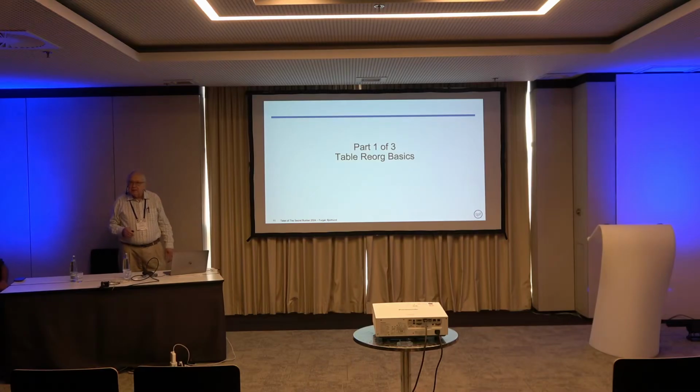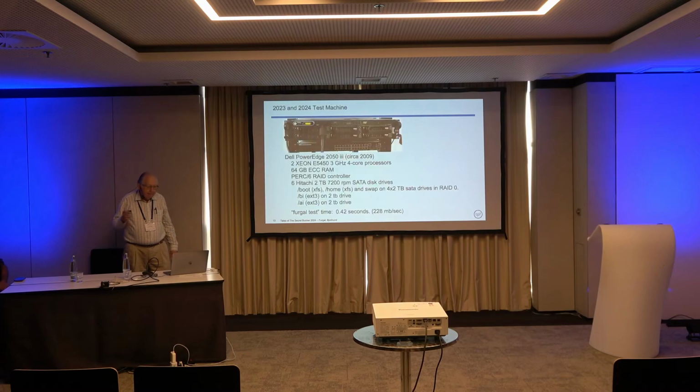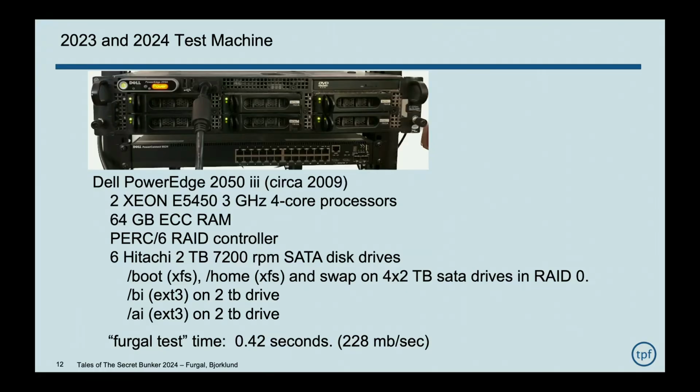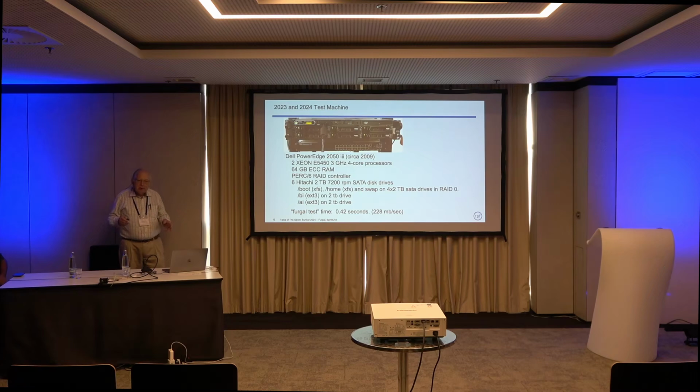So the basics of table reorg are pretty straightforward. Here's the test machine that we used for these experiments, same as last year. It's actually a pretty stout machine, which cost me $600 a few years ago. If you know what the Furgal test is, the Furgal time on this machine was less than half a second, which is really fast for a primitive machine from 20 years ago.